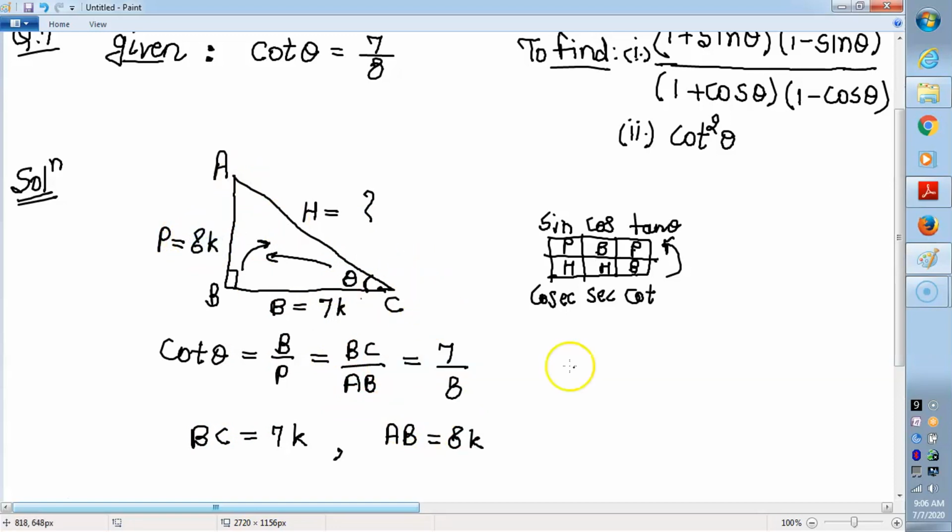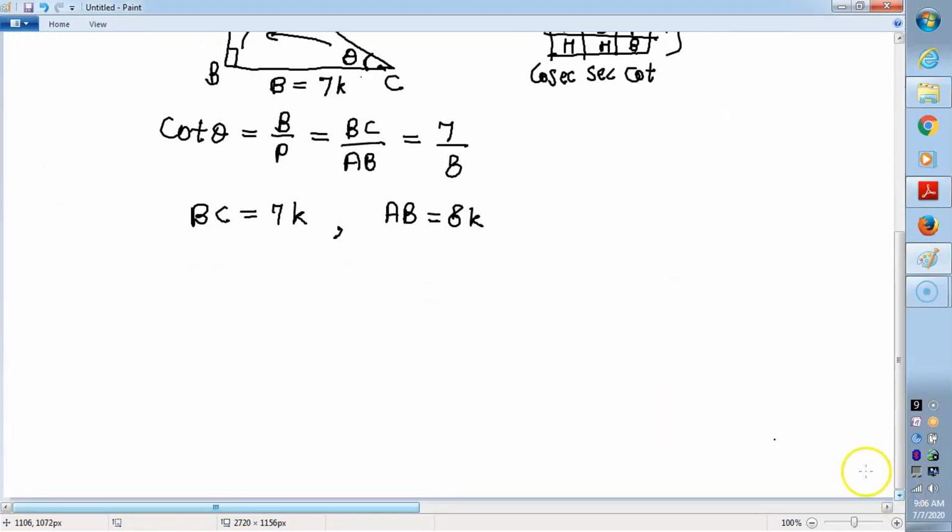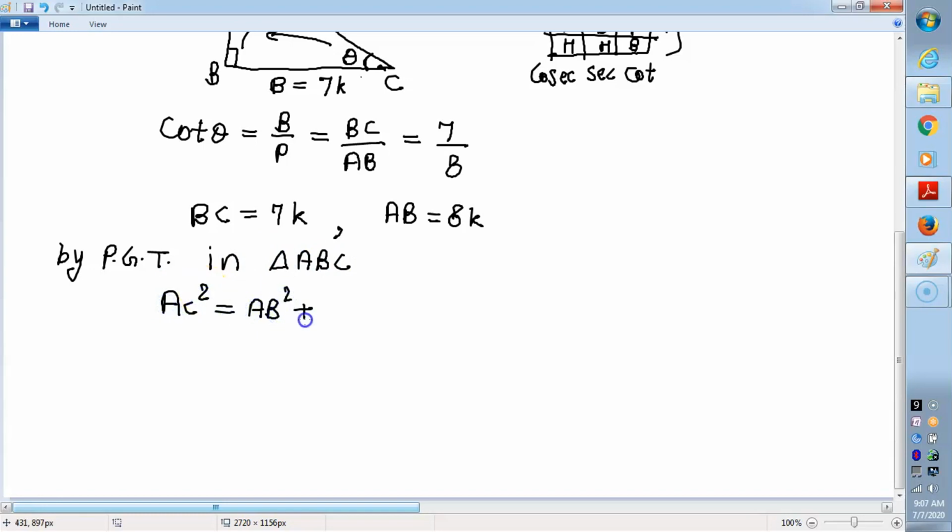Now we will find the hypotenuse. How can we find the third side in a right triangle? By Pythagoras theorem. Good. So by applying Pythagoras theorem in triangle ABC, we will get the relation AC square equals AB square plus BC square. This AC square we have to find. So write it as it is and put the values of AB and BC here. AB is 8k, so write 8k here. What about BC? It's 7k. Write 7k here.